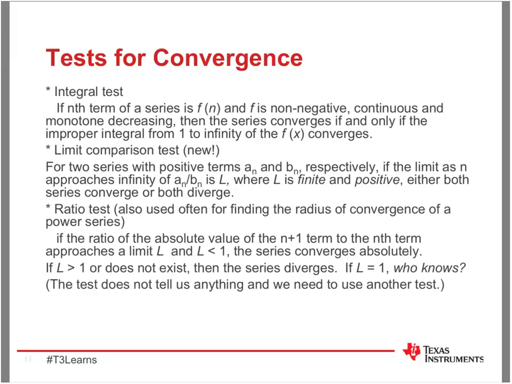If that limit turns out to be less than 1, the series converges absolutely. There's that new term. And then if L is bigger than 1 or doesn't exist, then the series diverges. Interestingly, if the limit is exactly 1, you need to start looking for another test.